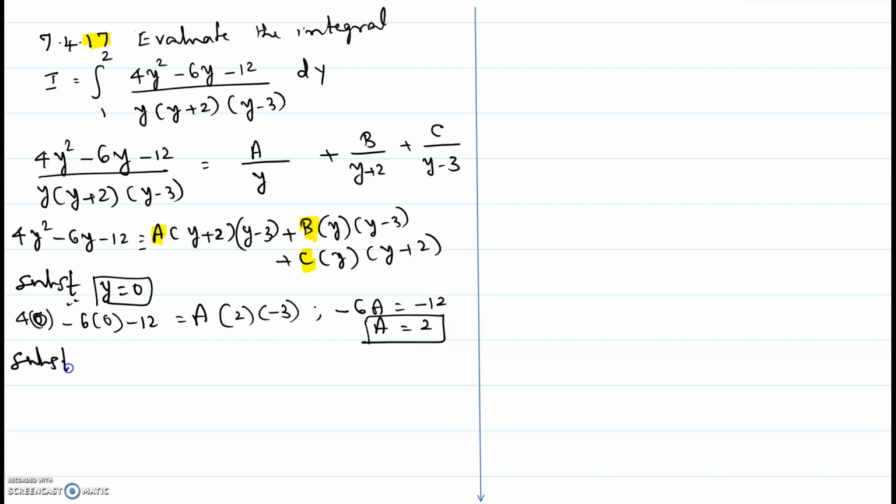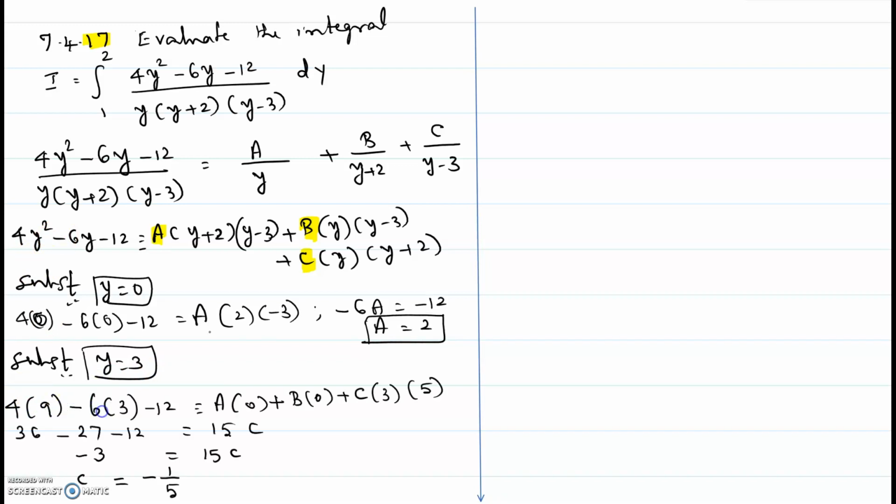Now we will eliminate either B or C. You can give any values right now. So we will make one of the parentheses become 0. We will pick y equal to 3. So it is 4 times 3 squared, that will be 9, minus 6 times 3, minus 12, equal to A times 0 plus B times 0 plus C times 3 times 5.